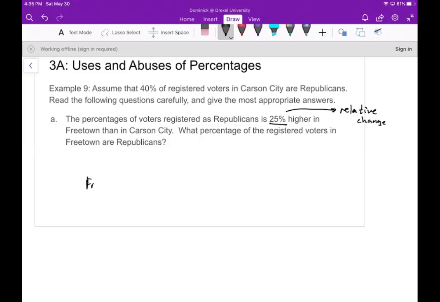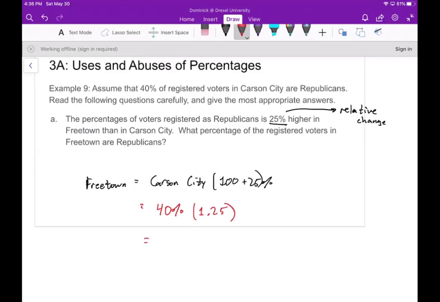Right? So in Freetown, I need to take the Carson City amount and then multiply that by 100 plus 25%, since it's 25% more. Now, what was it in Carson City? Well, in Carson City, it's 40%. So I need to take 40% and multiply that by 1.25. Right? And of course, if I do that, that should give me a 50%. So in Freetown, 50% of the registered voters are Republicans.